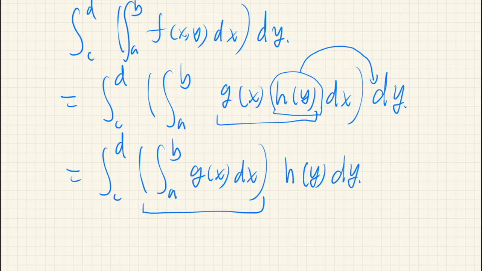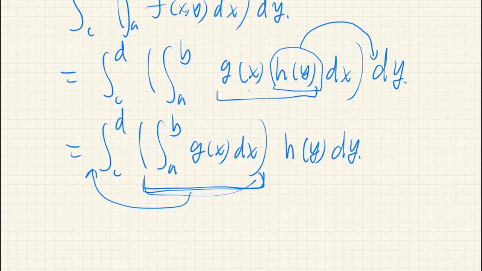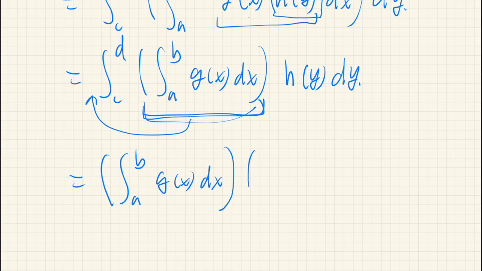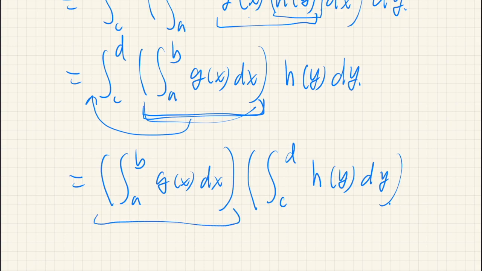But here, this part contains no y, so this whole thing can be taken out of the integral. That is the integral from a to b of g of x dx, and the remaining part is the integral from c to d of h of y dy. So this is just the product of two integrals. We can completely separate the integrals.